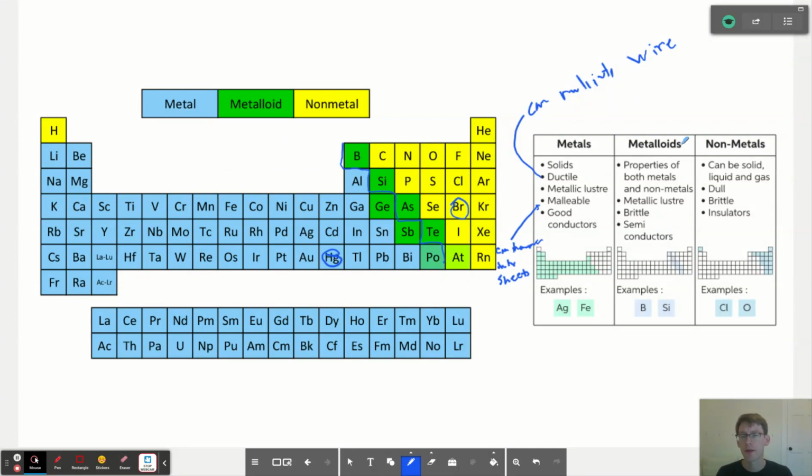We're going to learn a lot more about the different groups on the periodic table and how their reactivities differ, etc., over the course of this class. But for now, this is what you should know about the periodic table and the elements.